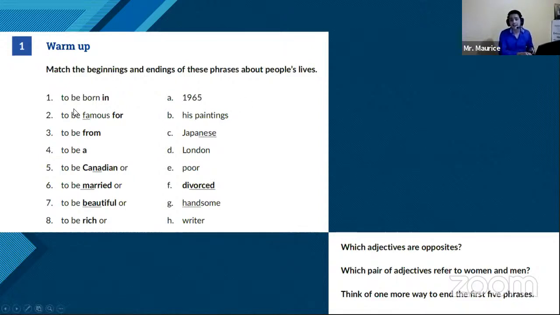The 5 phrases are the number 1, to be born in, to be famous for, to be from, to be a, to be Canadian or. So the ending must be different. Okay? Number 1, 2, 3, 4, and 5, I want you to think a different ending. Okay, so for these 3 questions, you will have 1 minute. Answer them, please.